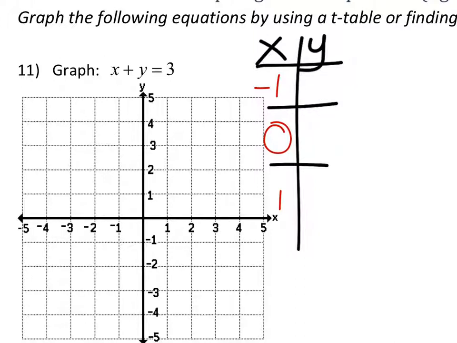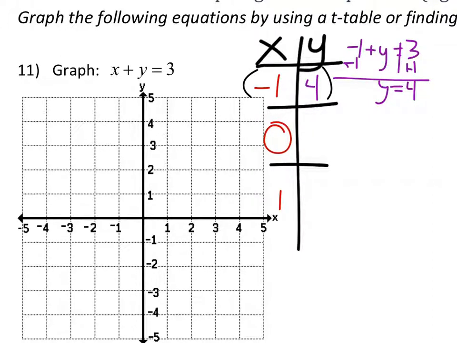So this first one, the x is negative 1, so I got negative 1 plus y equals 3. And to solve this, I would add 1 to both sides. And I got y equals 4. So that's this ordered pair, negative 1, 4. That is an ordered pair. We don't have to show it like that, but I need you guys to see it. So that gives me this point, negative 1, 4. This point.